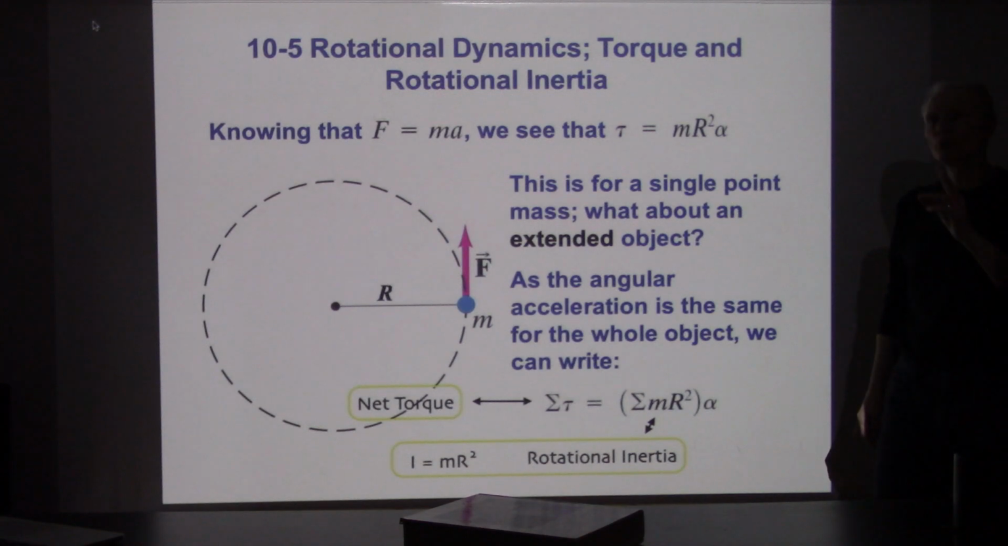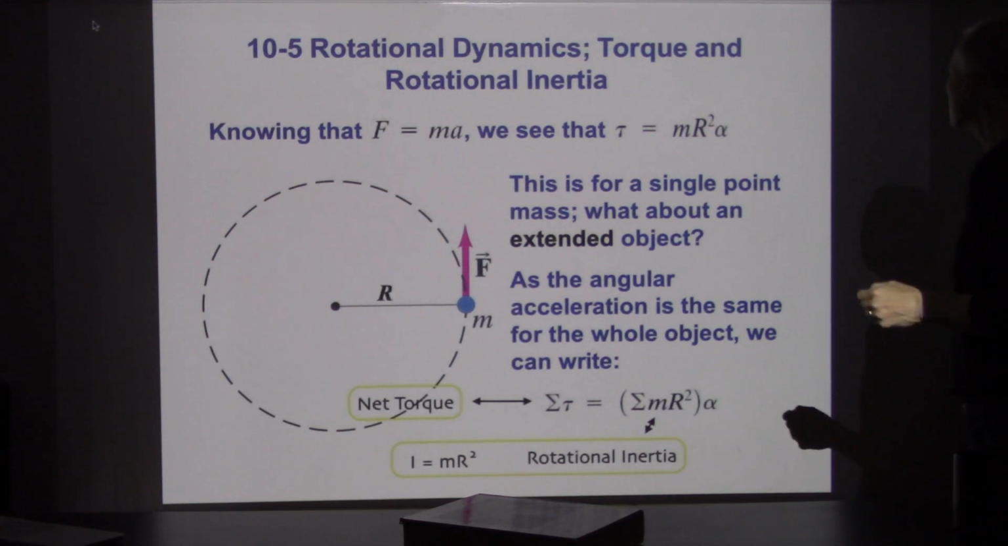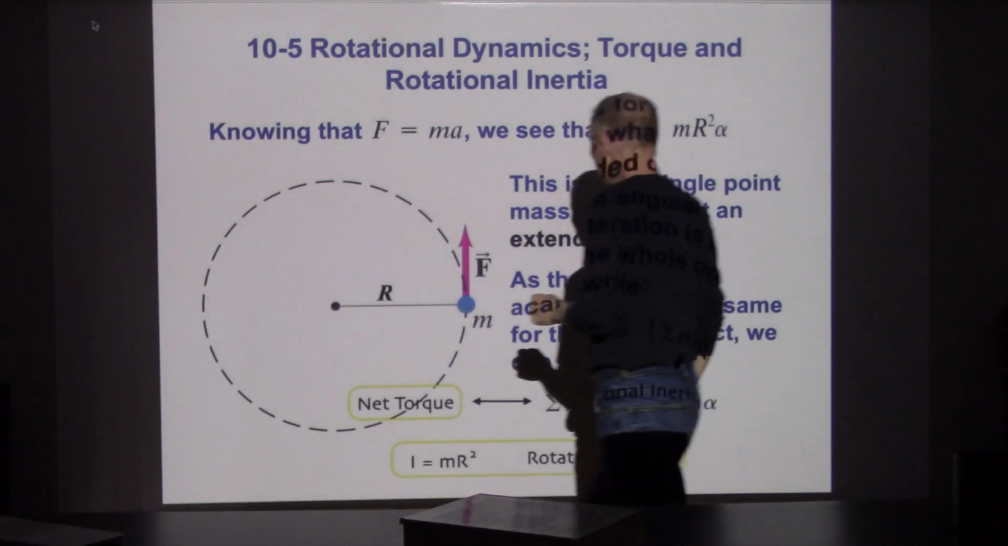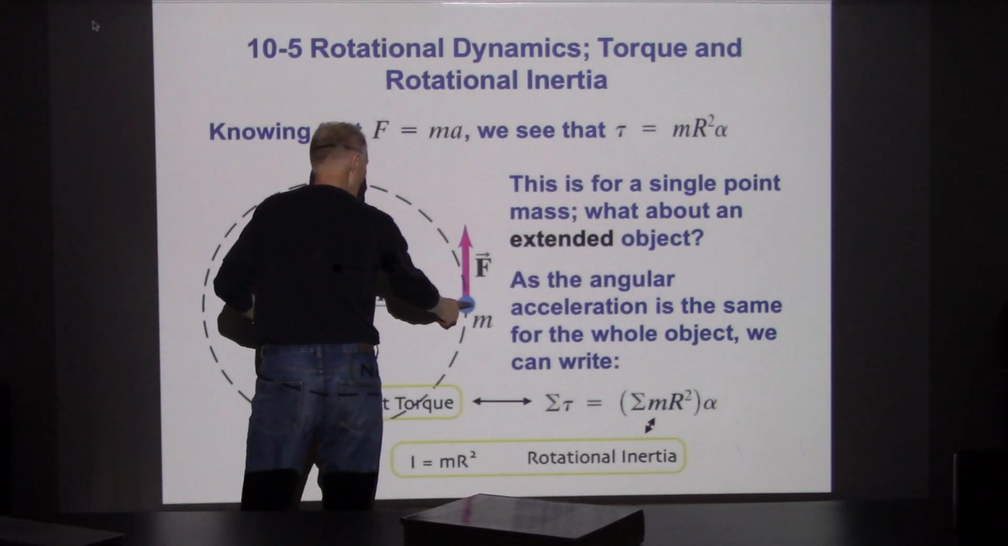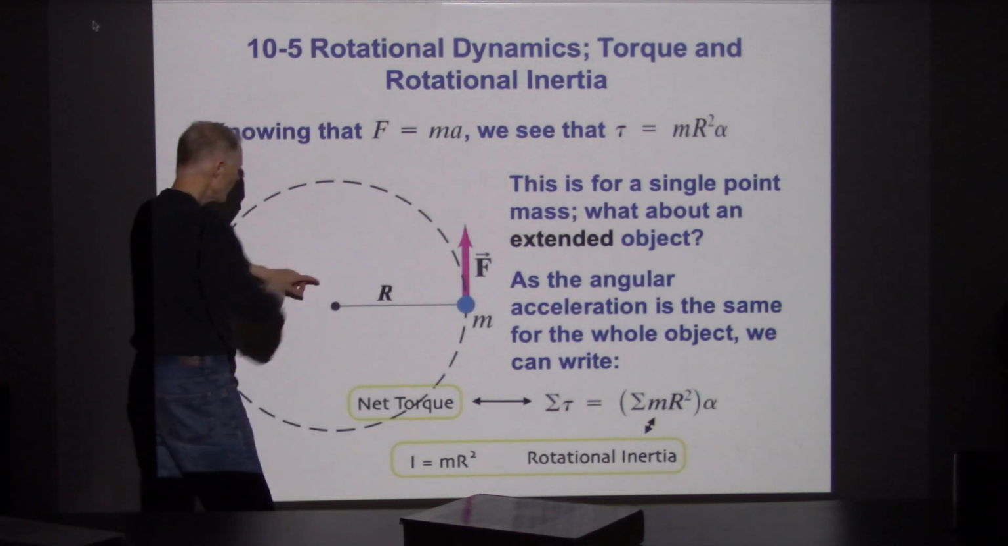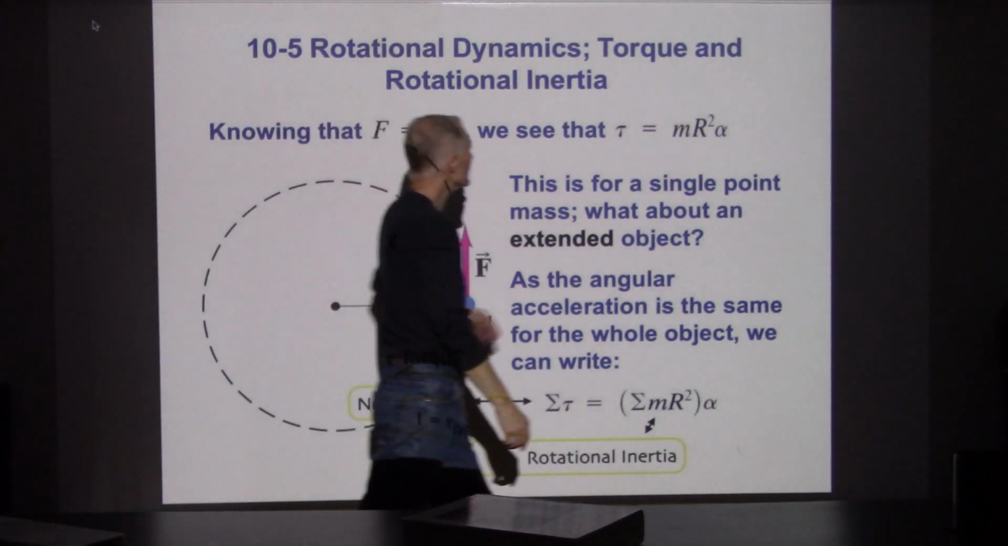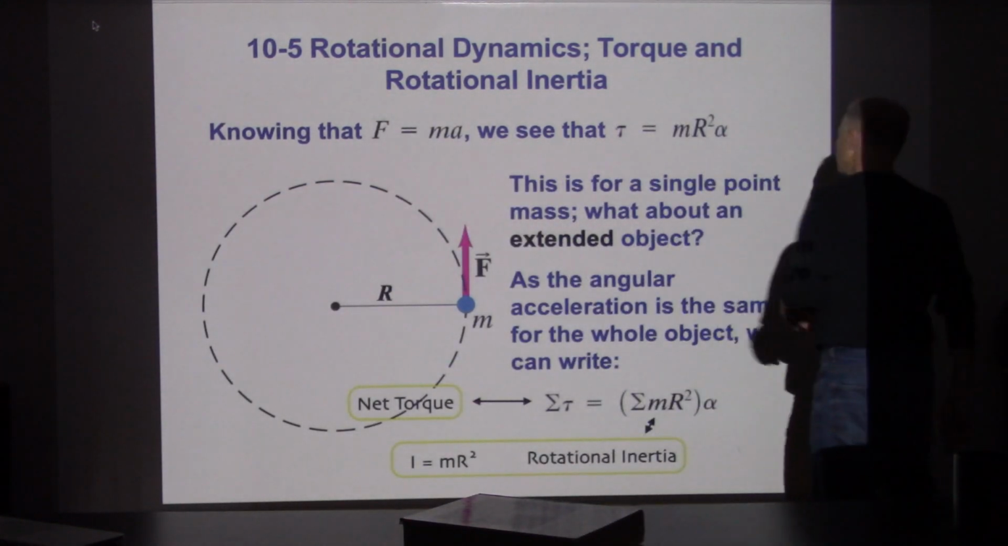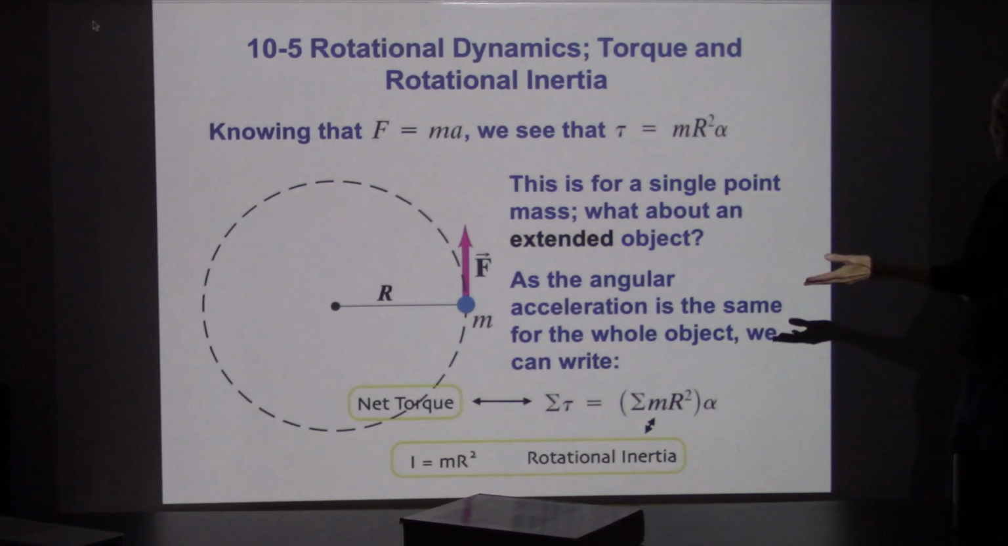That leaves me with two factors of r. So the torque required to take an object with mass m and keep it rotating around this axis is equal to m times r squared times alpha. Okay? So if it's not accelerating, I don't need any torque.